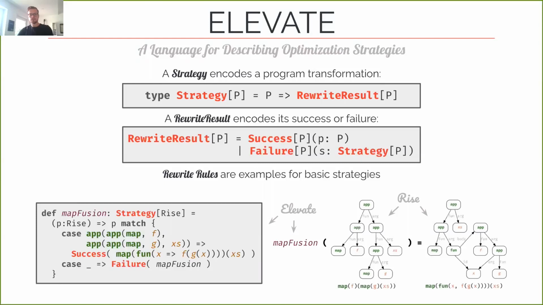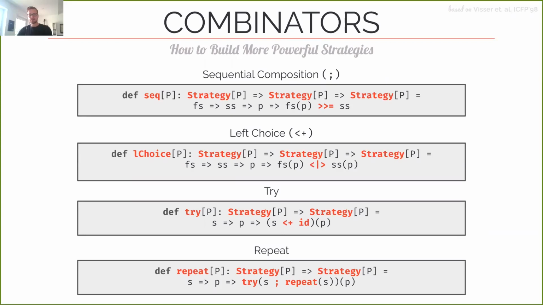For building more powerful strategies, we can combine rewrite rules in Elevate using several different combinators. So for example, the sequence combinator allows to apply two strategies in sequence. The left choice operator expects also two strategies, but only applies the second one in case the first one fails. The try combinator tries to apply the given strategy, and if it is not applicable, it simply returns the unchanged input program by applying the ID strategy. And finally, the repeat strategy allows us to repetitively apply the same strategy until it is no longer applicable.